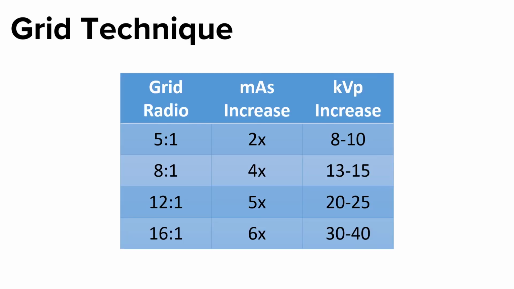Anytime you use a grid, you will need to increase the technique significantly. For an example, if you shoot an image with no grid at 10 mAs and 100 kVp, and then you decided to shoot that image again with an 8:1 grid to reduce scatter, you would need to either multiply that original mAs by 4 or add 13 to 15 kVp. That means your new technique would either be 40 mAs at 100 kVp or 10 mAs at 115 kVp.